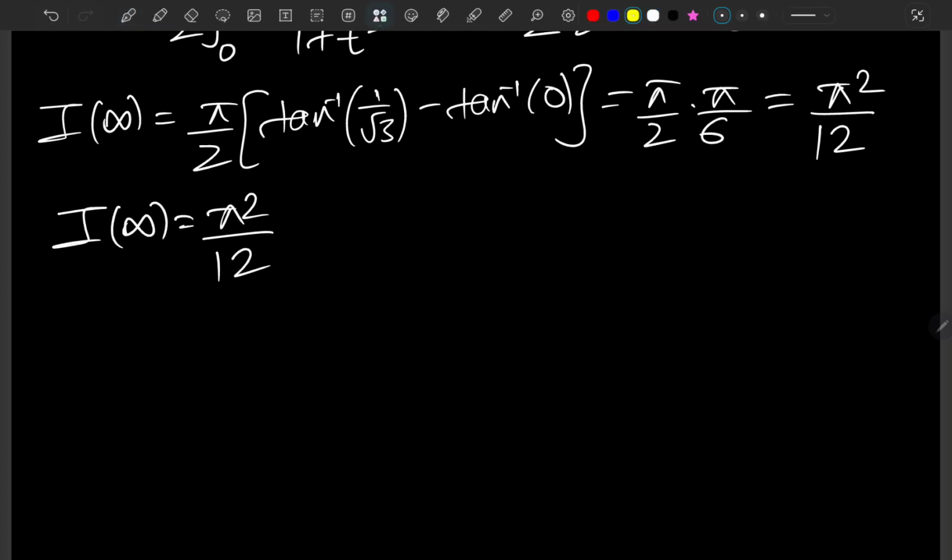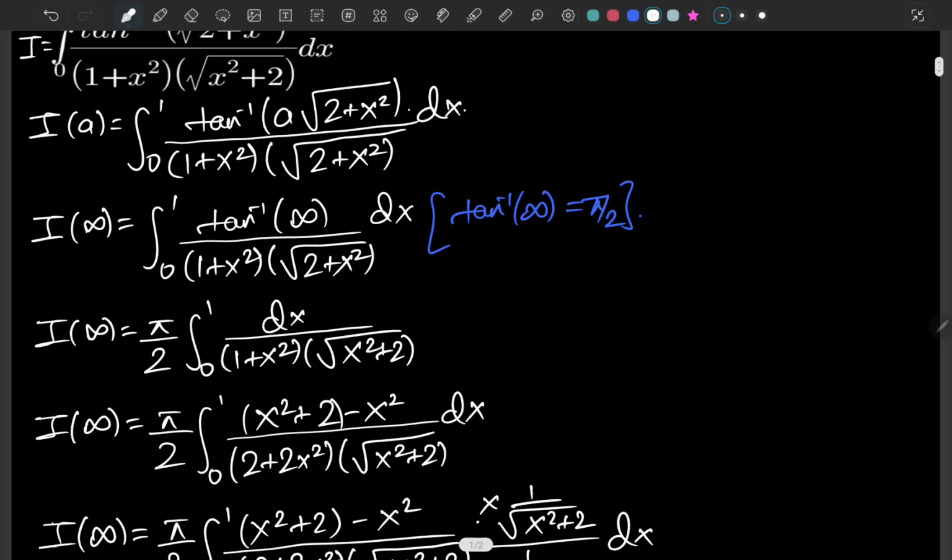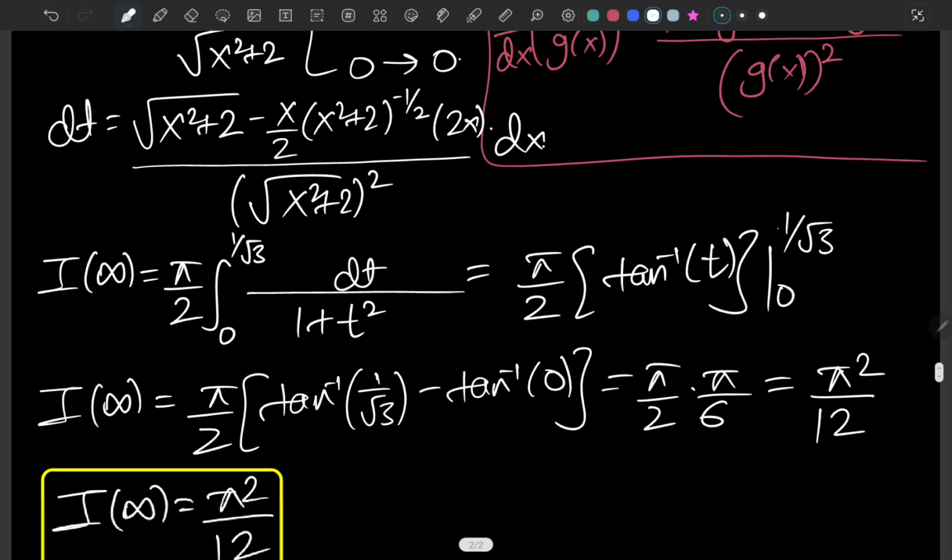And now you would ask, what's the purpose of doing this? I would say just be patient, you will get to know the purpose of evaluating this one. Okay, so this much work we did for I of infinity, and now we are heading towards our parameterized integral to take the derivative on both sides using Feynman technique.